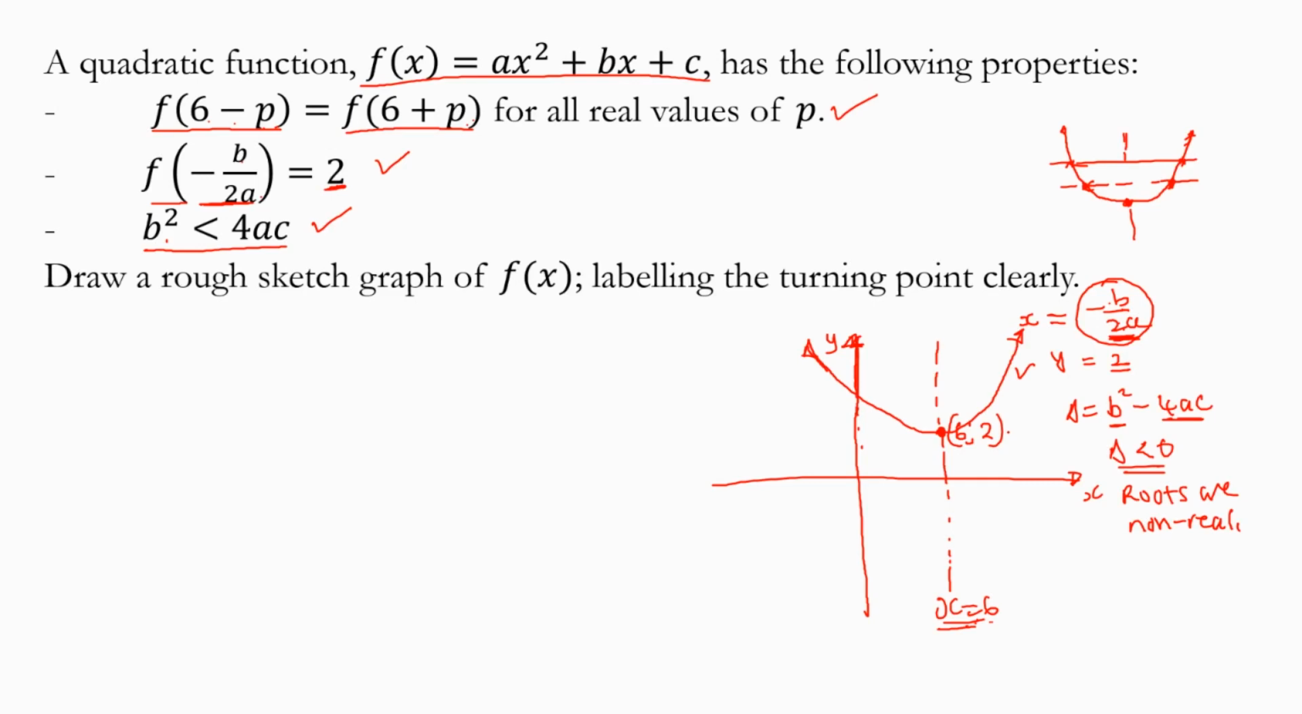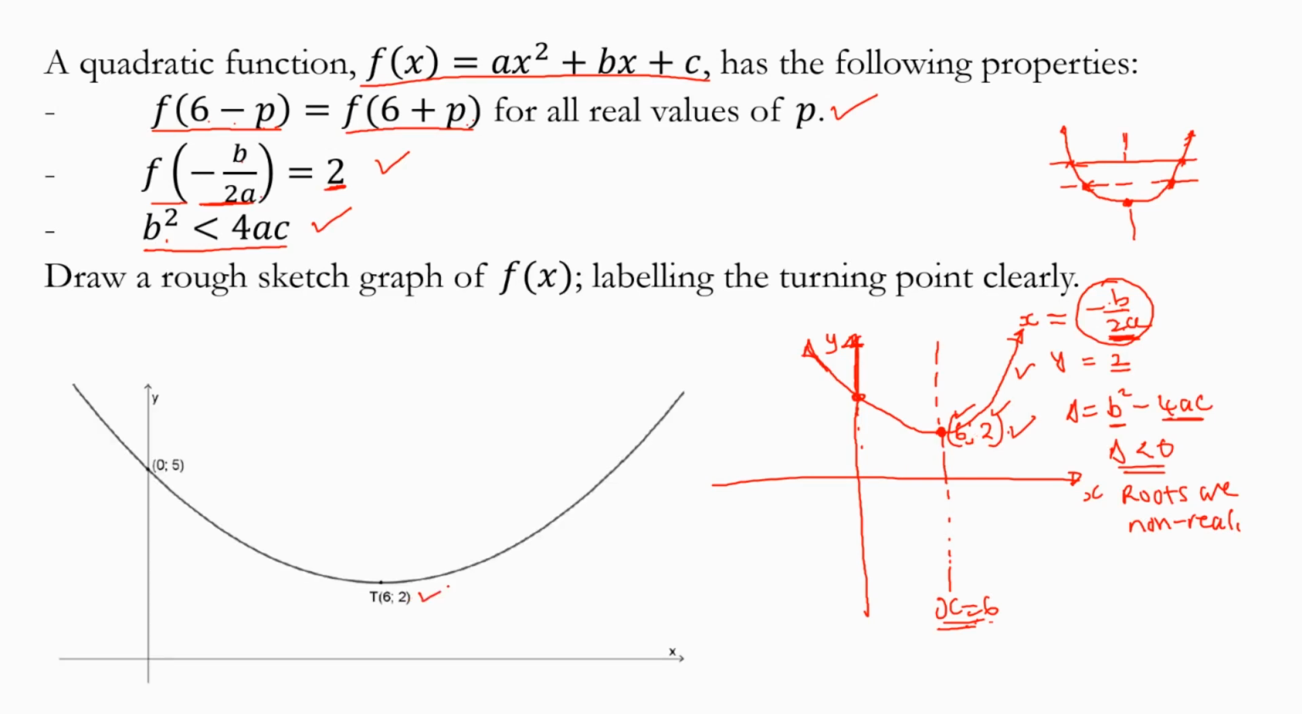And then we have the labeling of the turning point clearly. We have the turning point here with our x and y coordinates. And then the y-intercept, you can have any point which is above what? Which is above 2. We have the y coordinate of the turning point, the x coordinate of the turning point, and the shape of the graph. And any y-intercept which is above 2.